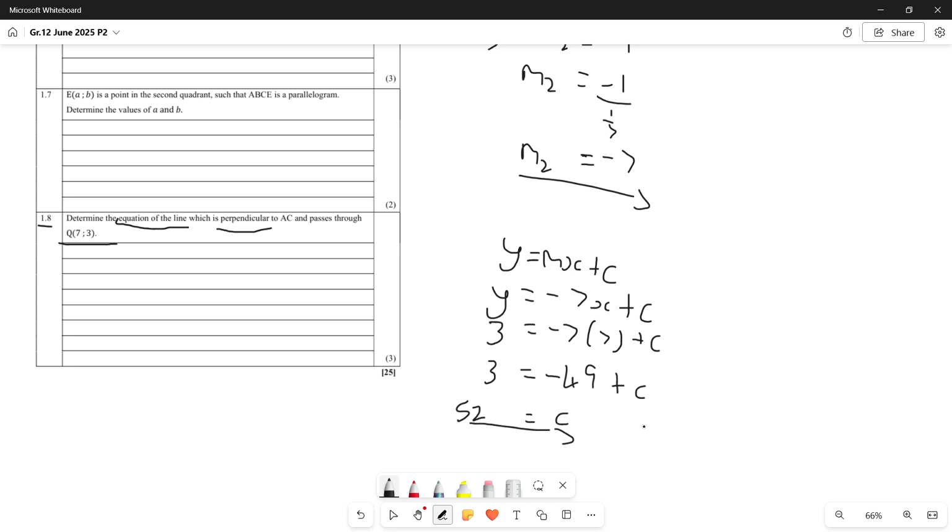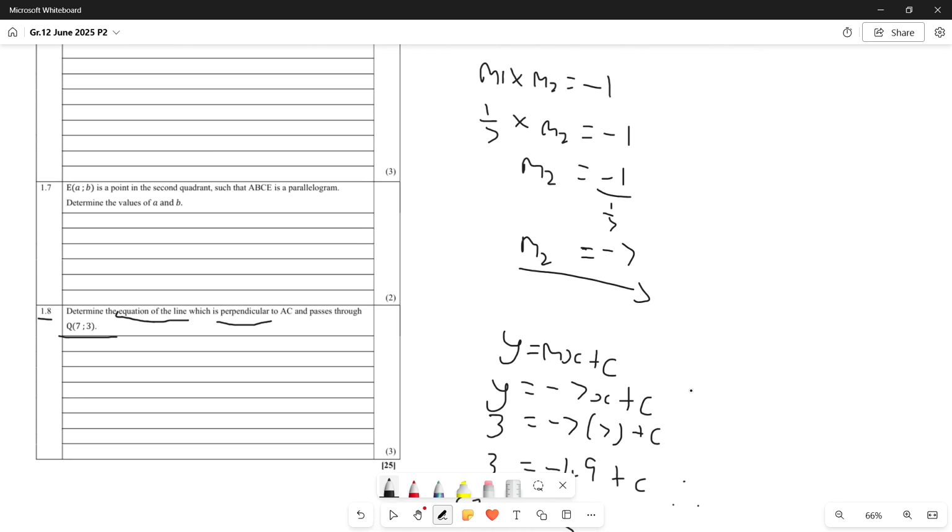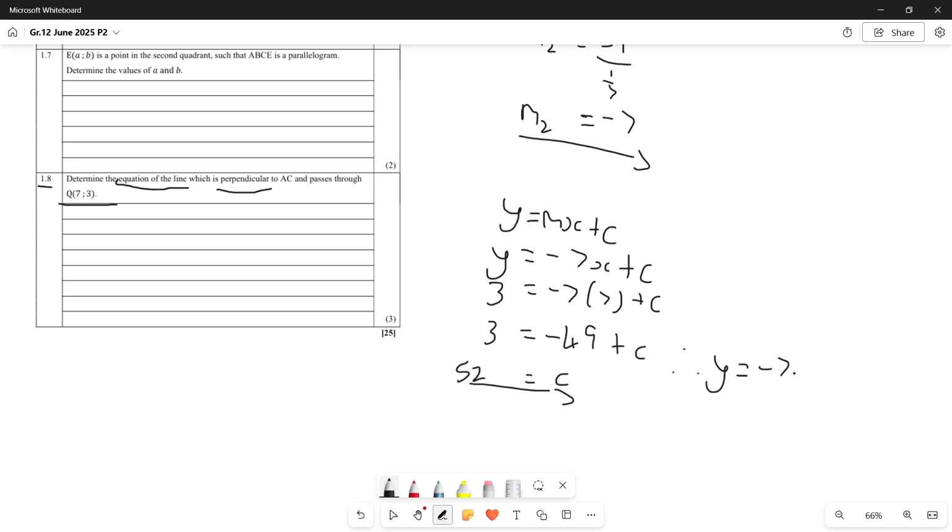And that is the value of c, which means our equation of the line that is perpendicular to AC is y equals -7x plus 52. And that is our final answer here for 1.8, earning us 25 marks for this whole section.